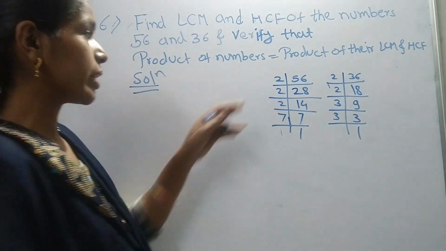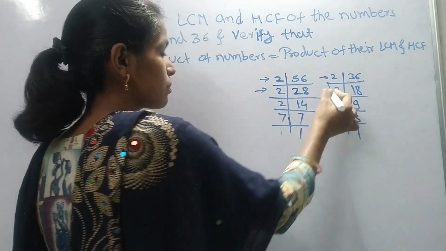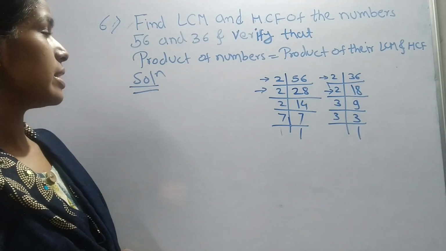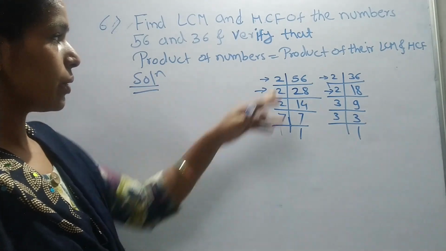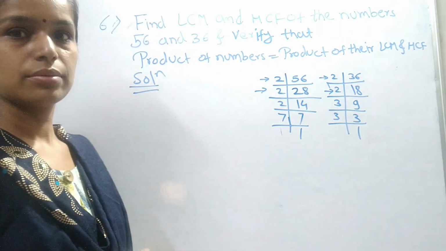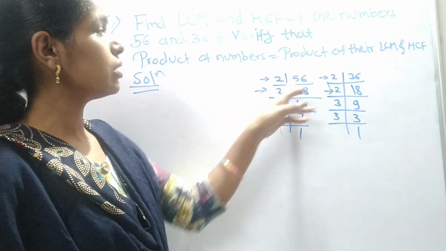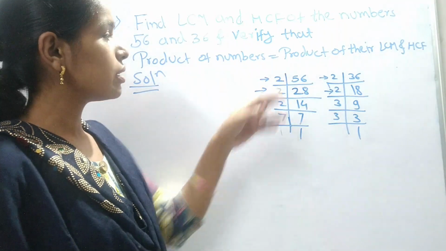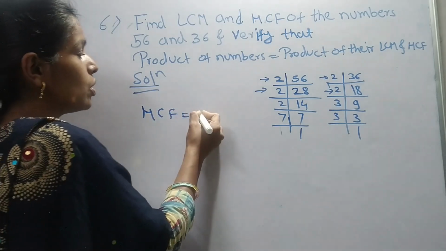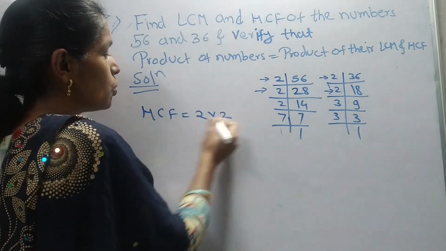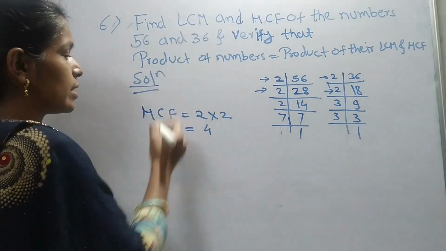So what are the common factors over here? This 2 is common. This 2 is common. Okay, sorry. So 2 is common over here. And the HCF means the product of their common factors. So 2 multiplied by 2 is equal to 4. So 4 is the HCF of 56 and 36.